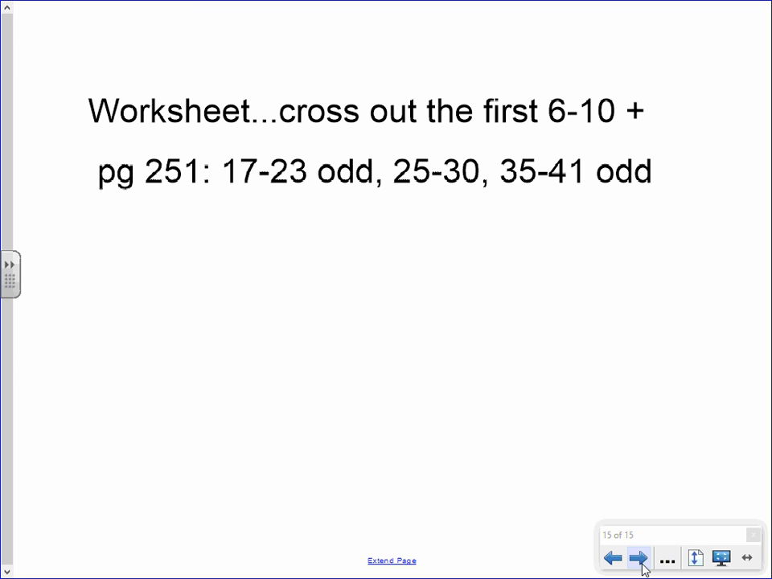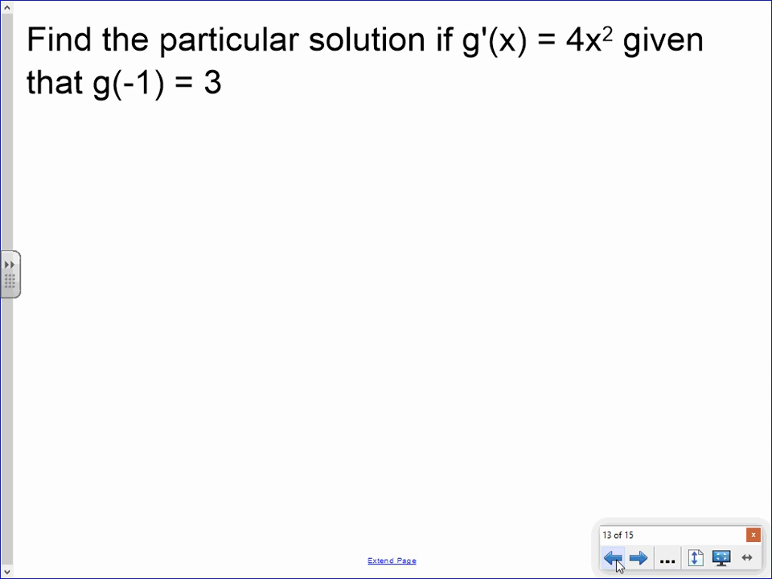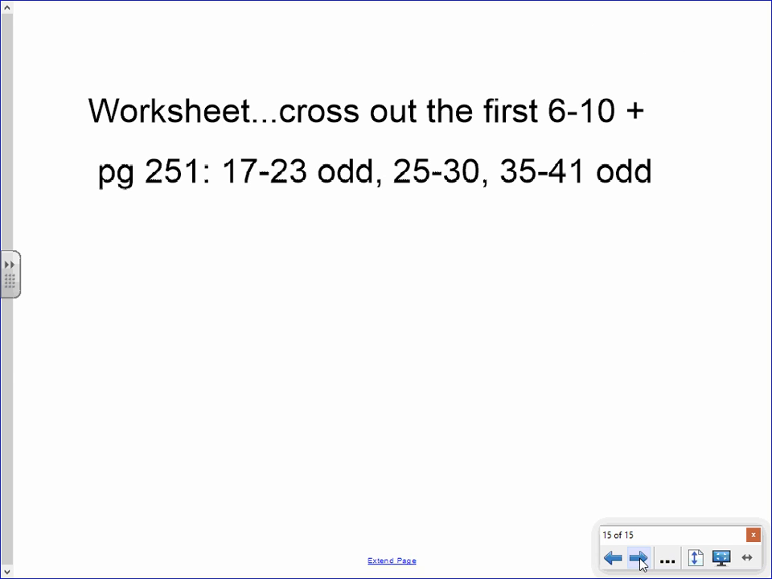So here's what I want. I decided we're going to wait for particular solutions until after break. So you're going to have a worksheet and a few book problems. You can't just do the worksheet and you can't just do the book problems. So what I would do is complete the worksheet, it's pretty short, and then do the book work on the back. Okay? When I hand this to you, I want you to cross out the top 6 through 10.